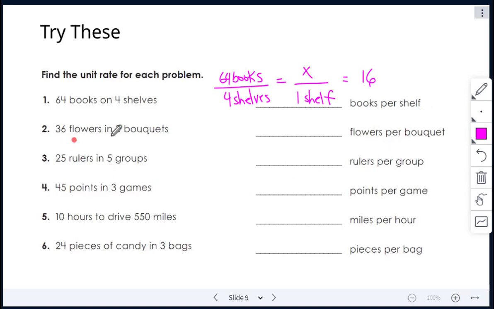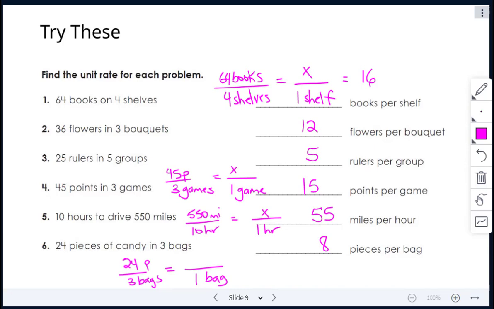Now if we have 36 flowers in 3 bouquets, how many flowers in 1 bouquet? You're just going to set up your ratio and you'll end up with 36 times 1 divided by 3, which means there's 12 flowers. Okay, 25 rulers in 5 groups. How many rulers per group, per one group? Again, 25 divided by 5, that would be 5. I'll let you try those next 3 quickly.